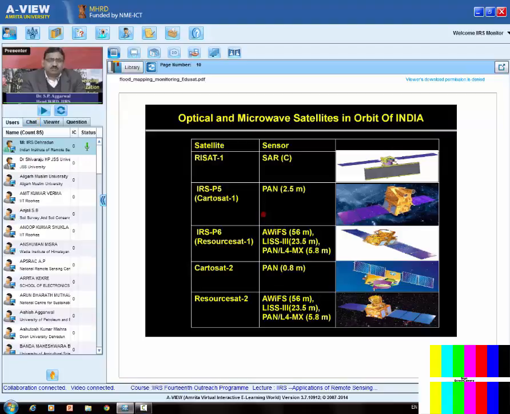Suppose there is a flood today and there is no pass of an Indian satellite. Then we have to acquire a foreign satellite like RadarSat, ERS, whichever is available. There is an international charter. If you cannot acquire, you can ask some other country which is providing the data and you can get the information about it.